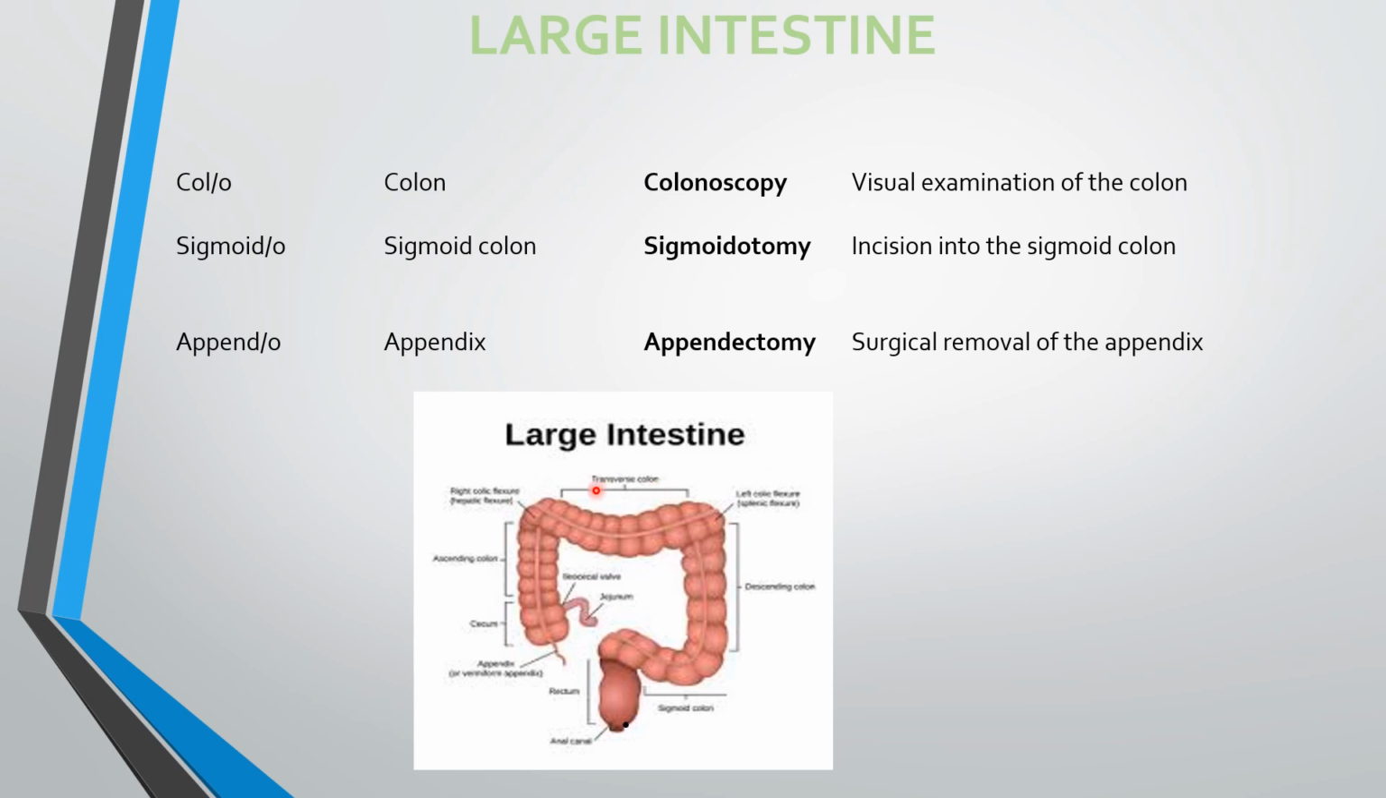And there are other parts of the large intestine demonstrated here in this image, such as the transverse colon. You have the descending colon, you have the ascending colon, you have the cecum, the appendix is right here, this little thing right here, that's the appendix. And that's where the jejunum is. And then it comes down to the sigmoid colon, this part here, all the way down to the anal canal.